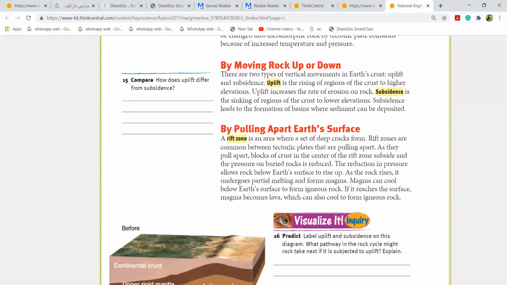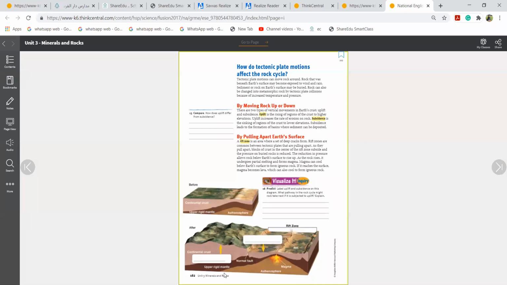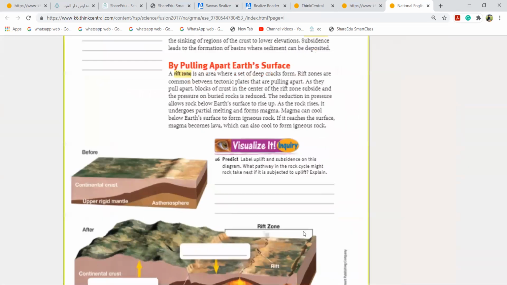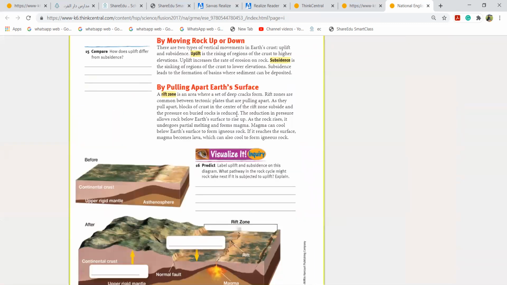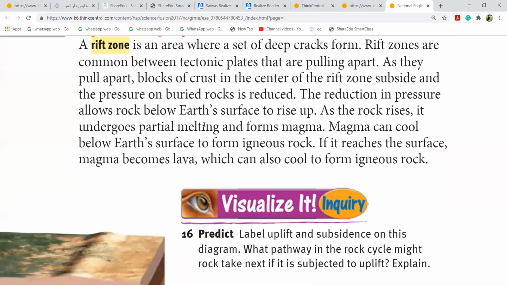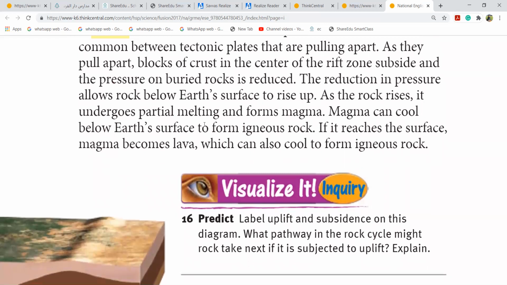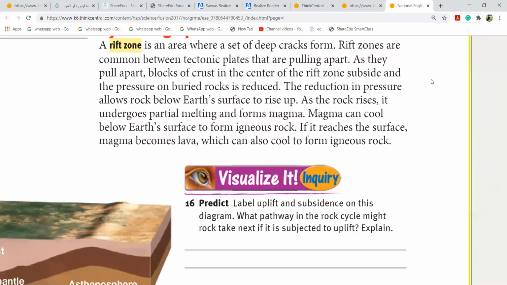subsidence. A rift zone is an area where a set of deep cracks form. Rift zones are common between tectonic plates. A rift zone is an area where you will have both. This whole thing is called the rift zone. See? Do you see here? They told you this whole thing is called the rift zone. It is common between tectonic plates that are pulling apart. As they pull apart, a block of crust in the center of the rift zone subsides and the pressure on the buried rocks is reduced. The reduction in pressure allows the rock below the surface to rise up. As the rock rises up, it undergoes partial melting and forms magma.